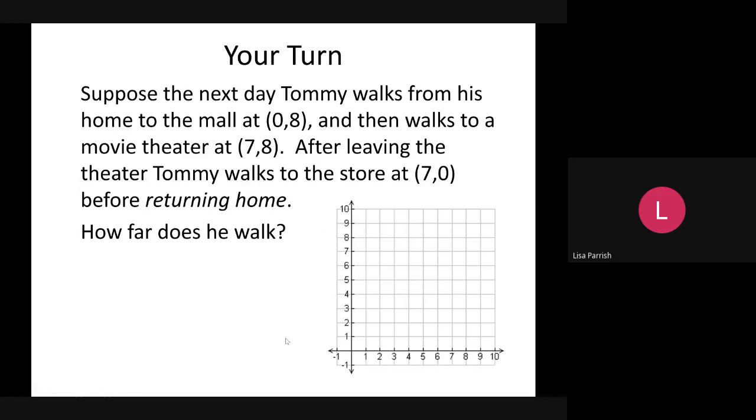So we're going to say that Tommy went from his home to the mall at (0, 8). I'm going to guess that that is the mall. He walks to the movie theater at (7, 8). We'll call that the theater. After the theater, he walks to the store at (7, 0). So that's the store. And then home is obviously (0, 0). All right, so you can connect those if you would like.